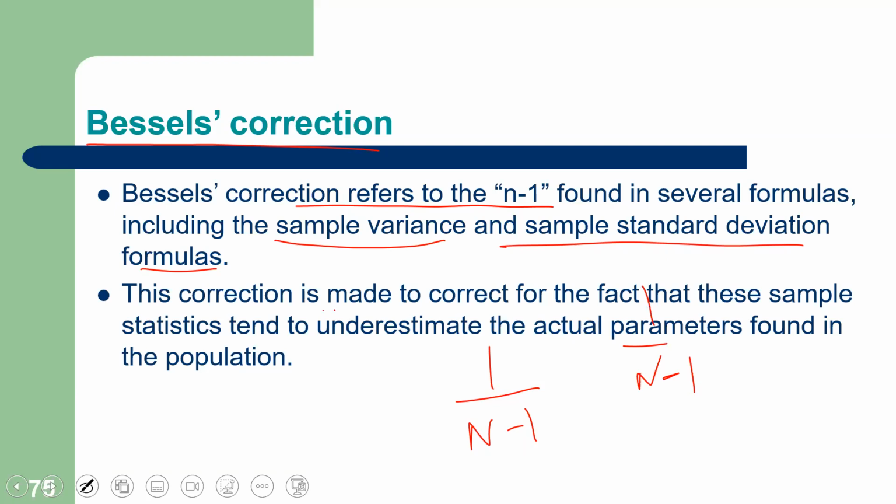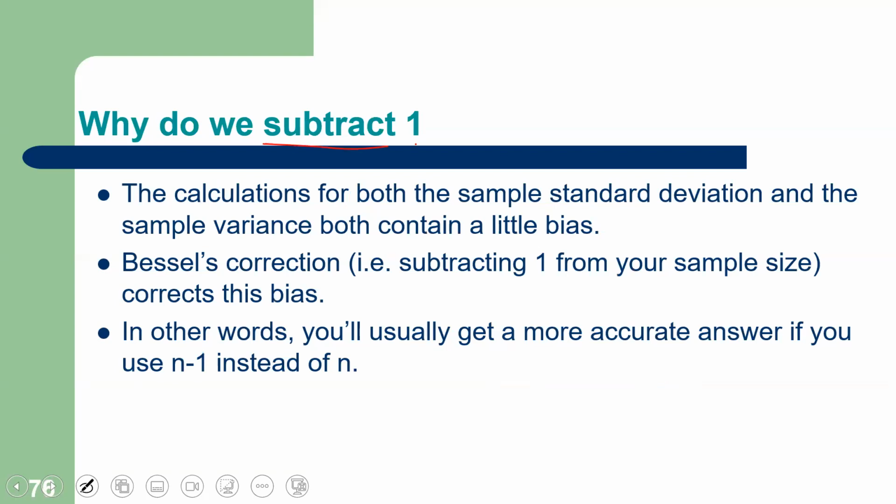This correction is made to correct the fact that these sample statistics tend to underestimate the actual parameters found in the population. So this should be your answer when asked why you are using the minus 1 when calculating the variance and the standard deviation for a sample: because the sample statistics actually tend to underestimate the actual parameters found in the population. That we call Bessel's correction, and we subtract 1 because of that. The calculations for both the sample standard deviation and the variance contain a little bias, so we make it n minus 1 instead of n.